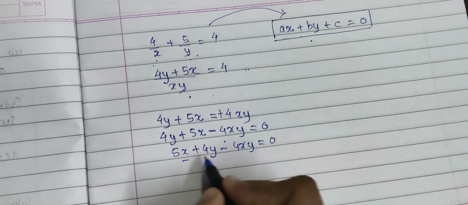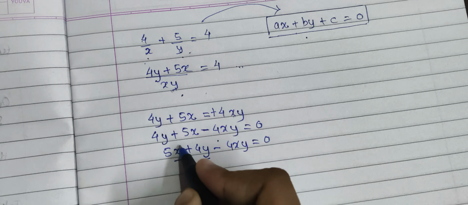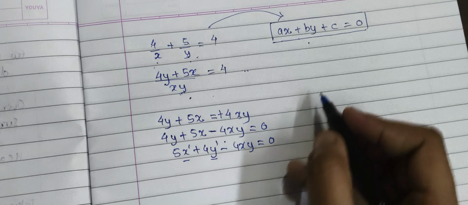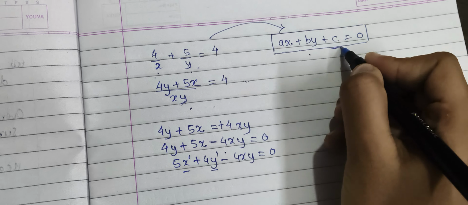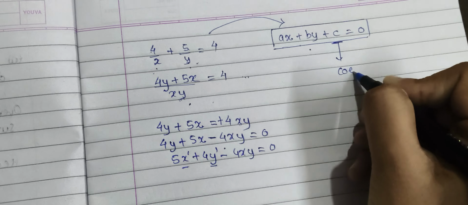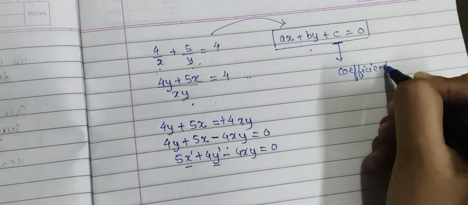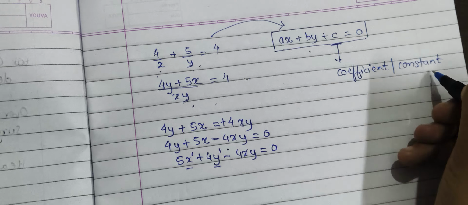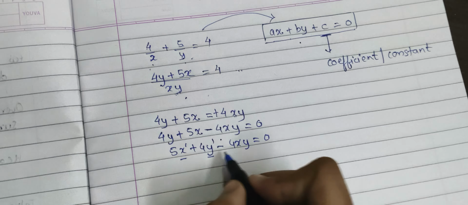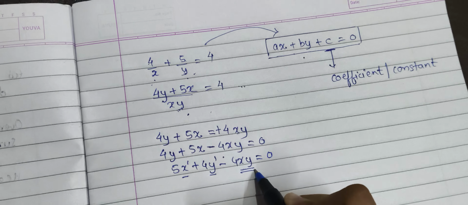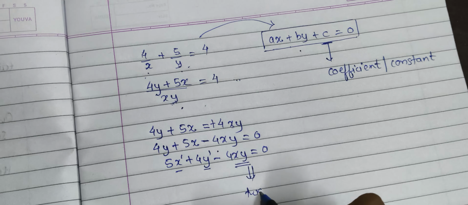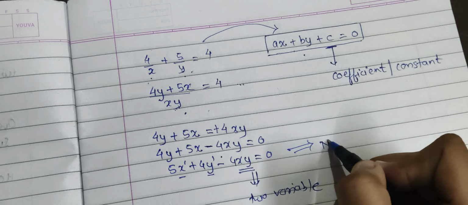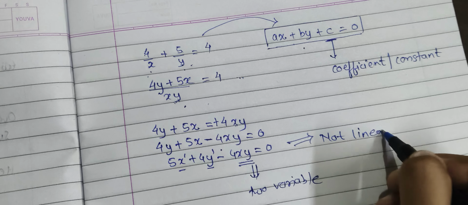Now it has two variables, x and y. Degree of variable is 1, but as our general equation has c, only c, that is the coefficient, or we could say constant, we just want a constant term, no variable in it. Over here there is xy, so these are the two variables which are multiplied. So this is not a linear equation.